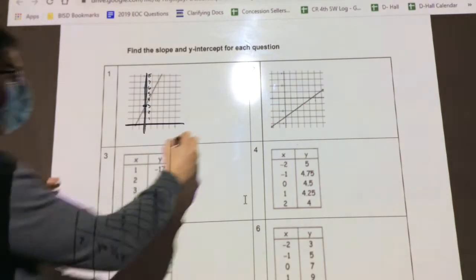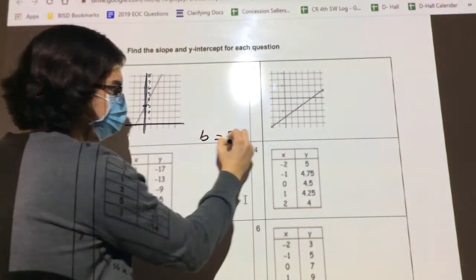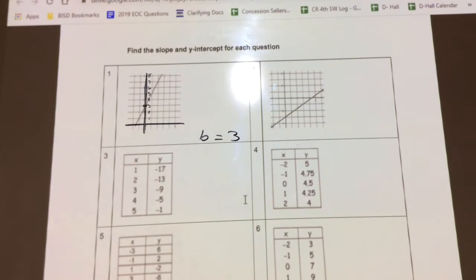Okay, awesome. So I'm going to put b equals 3. Because, again, y-intercept is represented by the letter b. Why? I don't know. It's probably some very old Greek word. I don't have that answer.